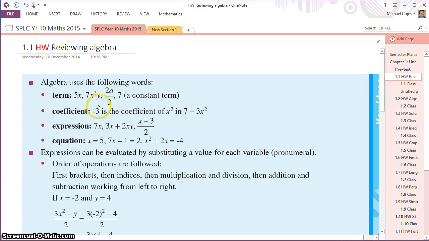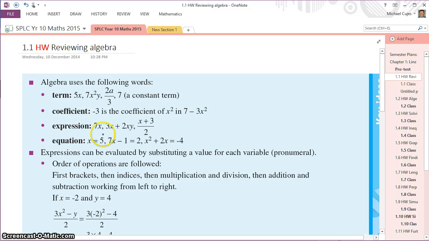Put simply, a term is just an algebraic collection of letters and numbers. Coefficient, the easiest way to think about it is a number in front of an algebraic term, a number in front of letters. So in this case, the coefficient of x squared would be -3.